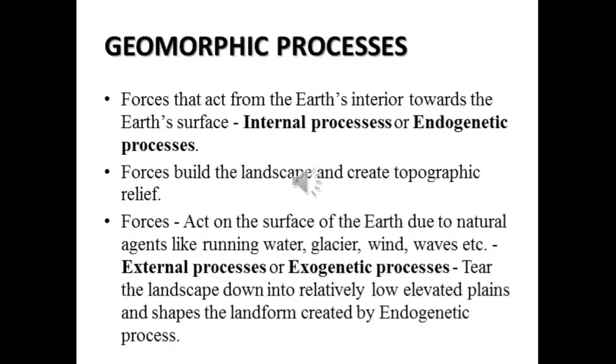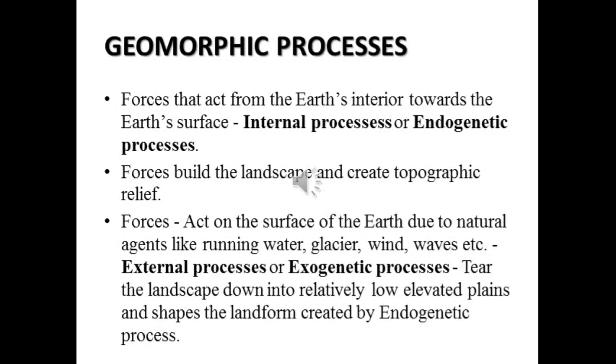So geomorphic process: the forces that act from the earth's interior towards the earth's surface are called internal process or endogenetic process. Okay, so the geomorphic process is classified into two. One is called internal process and another is called external process. So internal process means the forces that act from the earth's interior, from the core and mantle, and move towards the crust. So it acts from the interior of the earth and shapes the earth's surface. These forces build the landscape and create topographic relief, that is, they act from the interior and change the surface of the earth.